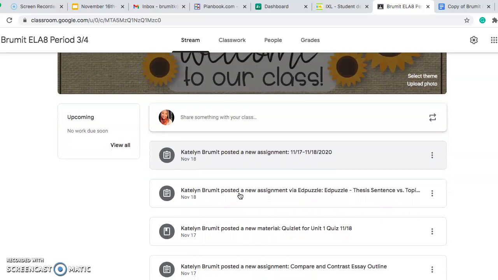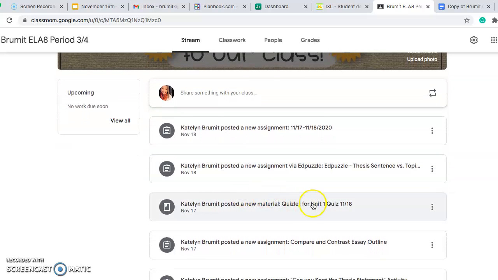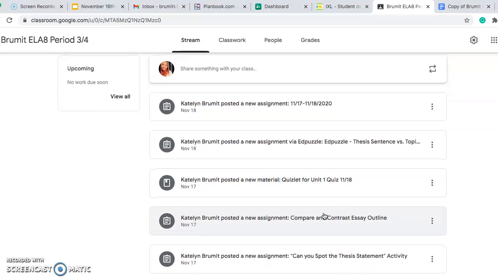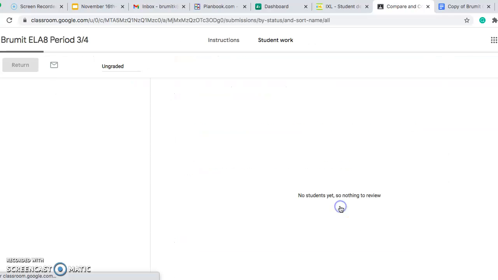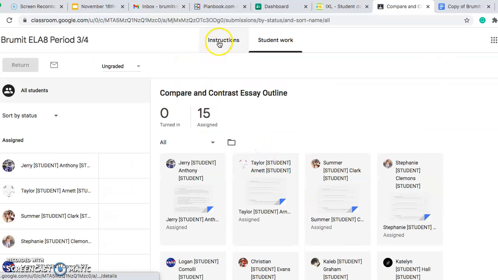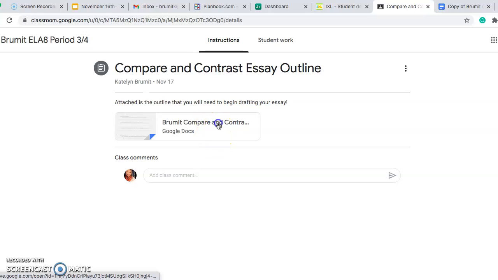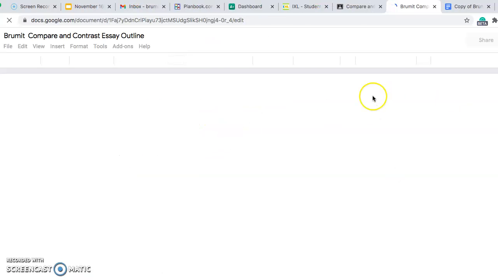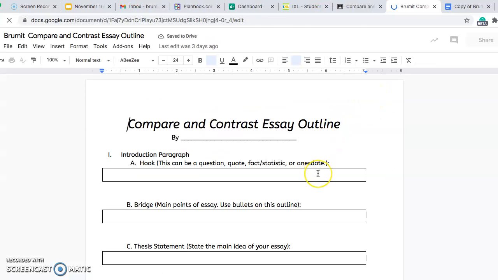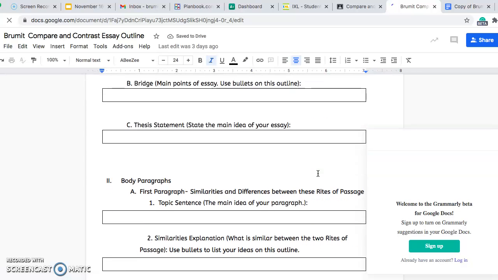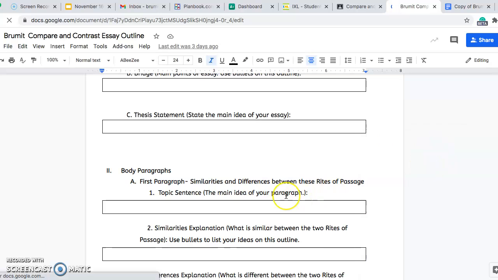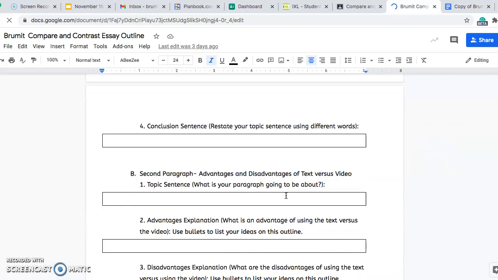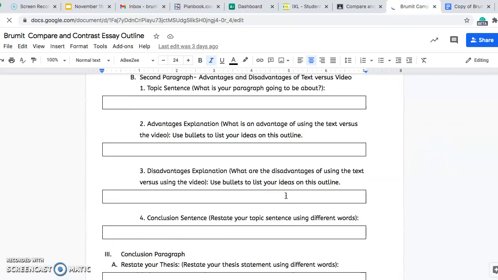We are going to scroll down a little bit. Here's our Quizlet that you can use to study for the quiz that we had today. And here's the compare and contrast essay outline. We are going to open this up and go through each part together. Yours will look similar to this, probably not with the grammar comments or anything on there. It will look very similar to this.